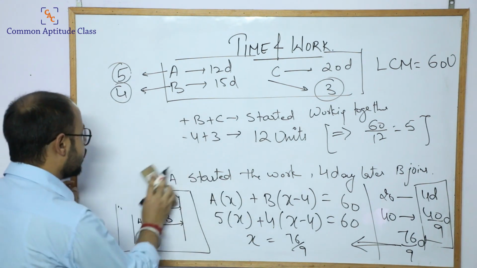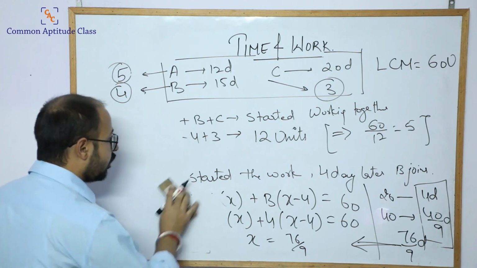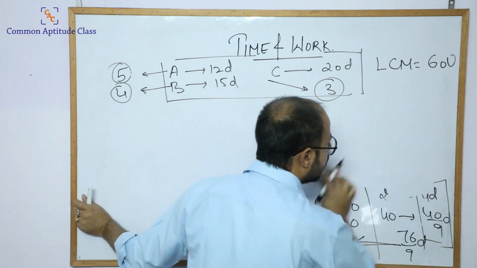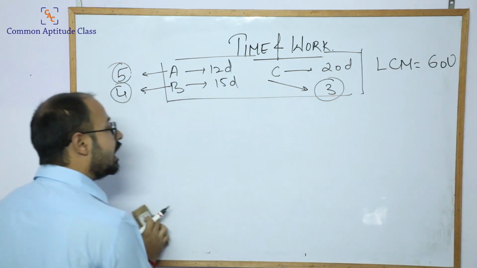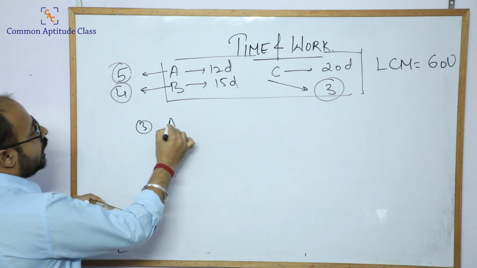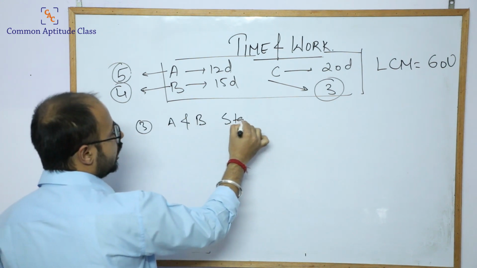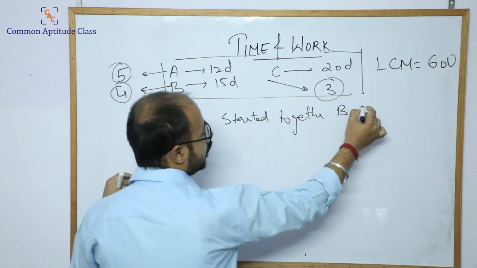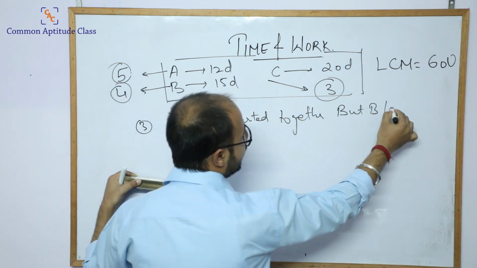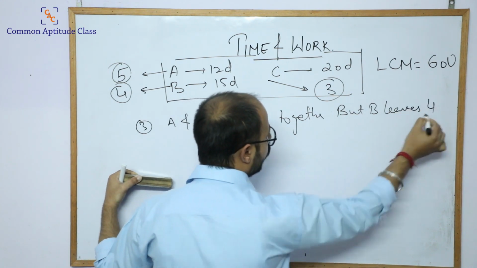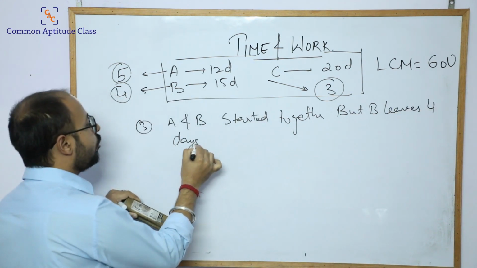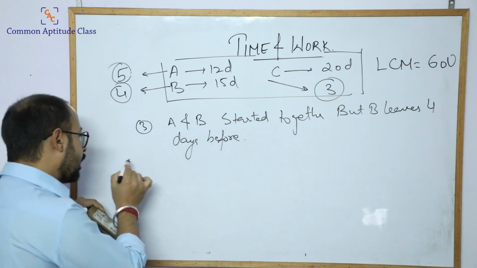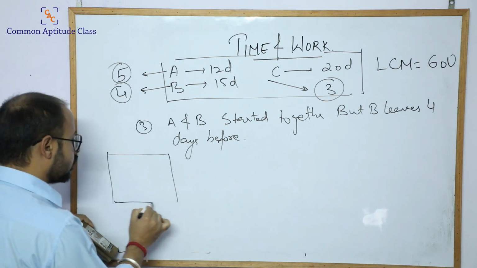Now, third part. These are the two kinds of question where they are working together when one joins late. Now the other one is when one leaves early. Third. A and B started together but B leaves 4 days before. Now how can we solve this? Same way, timeline. First form the timeline, then we will solve it.